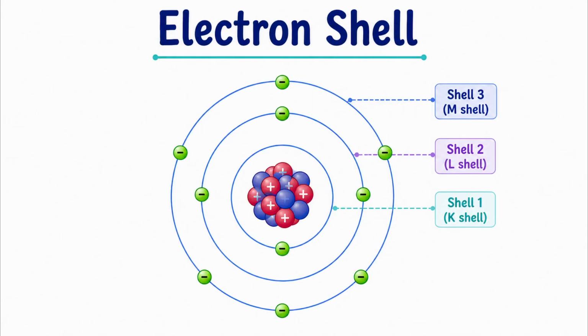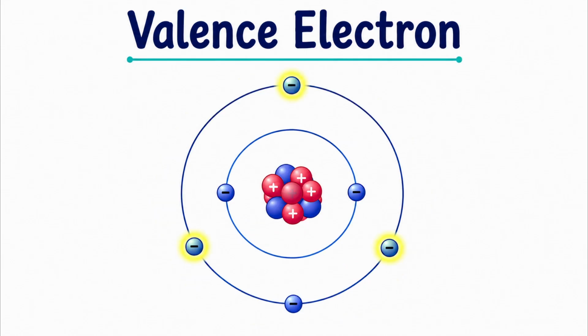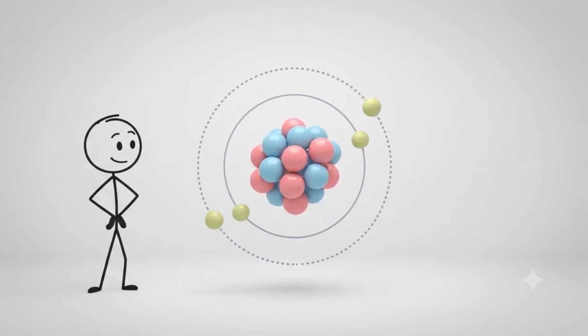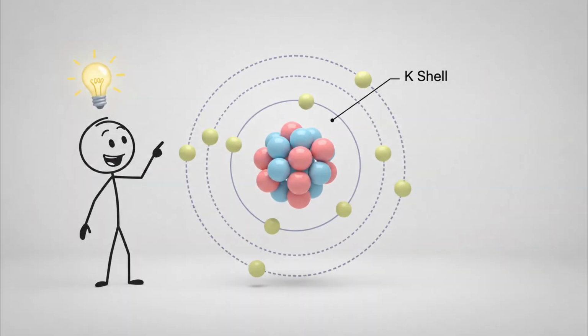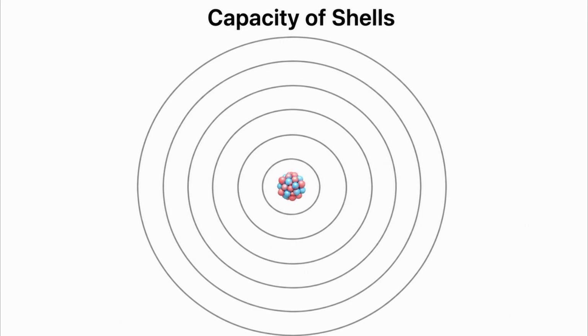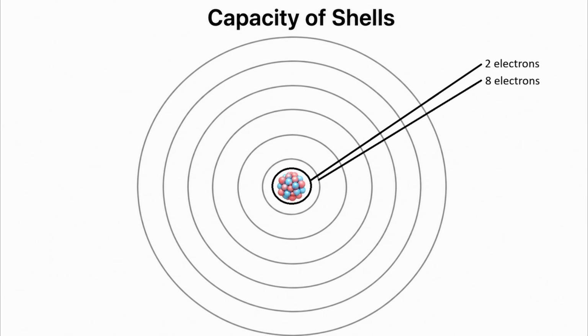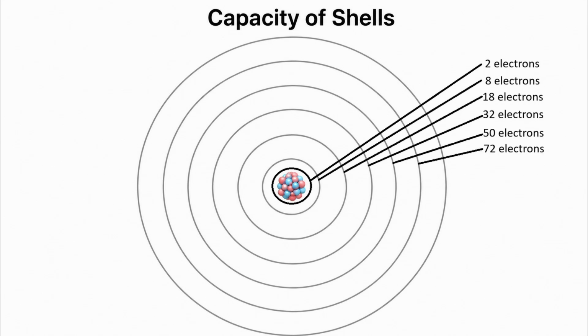Now let's discuss electron shells, valence shells, and valence electrons, as these concepts are essential to understanding the periodic table. Electrons don't just float randomly around the nucleus, they orbit in specific energy levels called shells, which are labeled K, L, M, N, and so on. Each shell has a maximum electron capacity. The first shell, K, can hold up to 2 electrons. The second shell, L, can hold up to 8 electrons. The third shell, M, can hold up to 18 electrons, and this pattern continues.